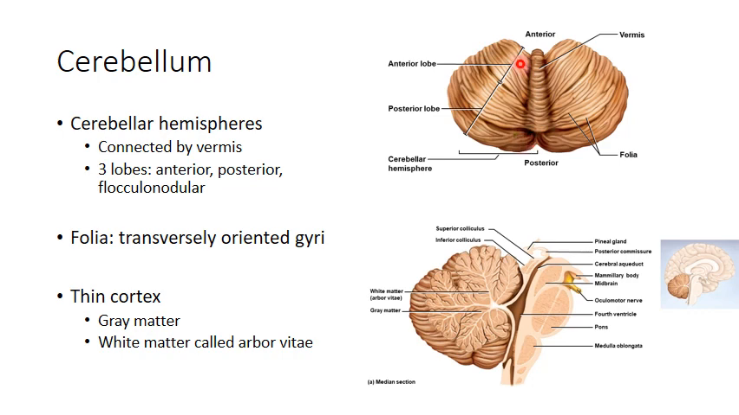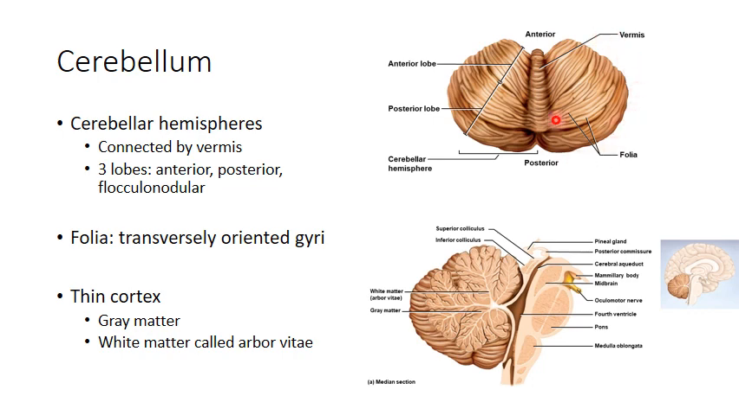We have three lobes. So we have an anterior lobe, a posterior lobe, and then the third lobe is the flocculonodular lobe. That lobe you can't see from an exterior view, and actually is sort of tucked up in here. It's a very small lobe, and so it's not evident really easily from just looking at external anatomy.